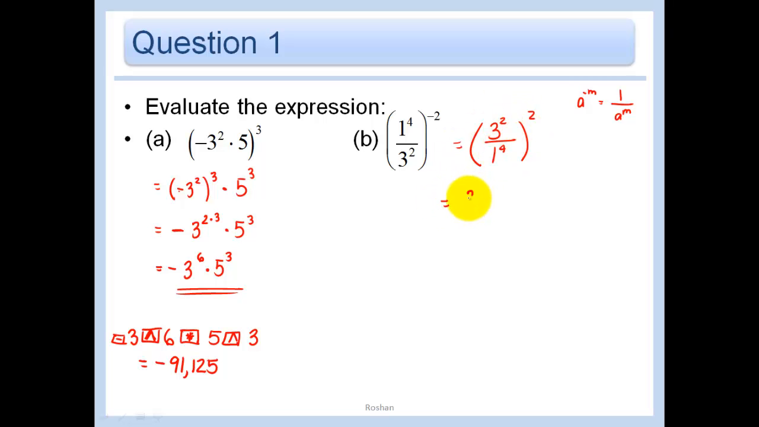So now I have 3 to the 2 times 2 over 1 to the 4 times 2. So 3 to the 4th power over 1 to the 8th power, and 1 to the 8th power is still 1. So my final answer is just 3 to the 4th power. Or, let's see, 3 times 3 is 9, and so that would be 81. The way I deconstructed this one in my head was, I thought to myself, well, that's just 3 squared, and so then I could just easily do 9 squared is 81. So I actually just used the exponent properties to help me do 3 to the 4th power really easily in my head.